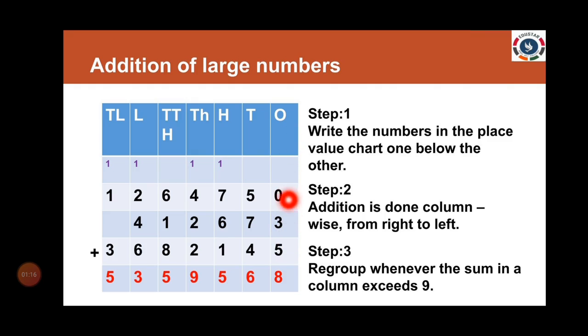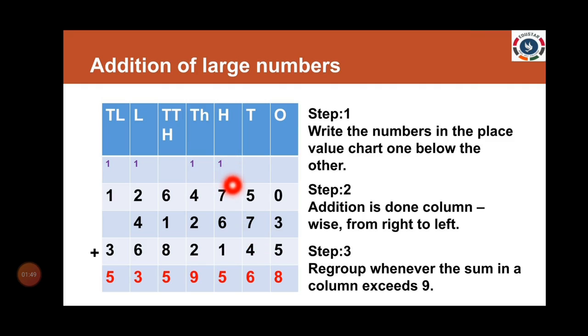In the ones place, what are we having here? 0, 3, 5. So add these 3 values, you get finally 8. You are getting a 1 digit number, so write 8 in the ones place. Then move to the tens place. 5 plus 7 plus 4, how much? 16. So it is a 2 digit number, so you write 6 in the tens place and 1 carry moves to the next place, the hundreds place. At the top you have to write it.